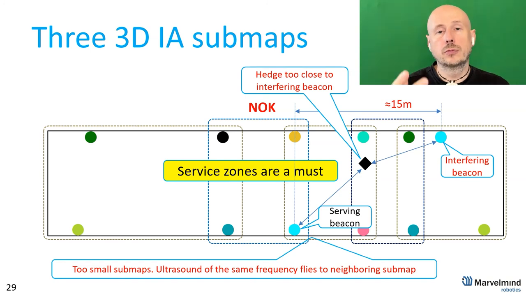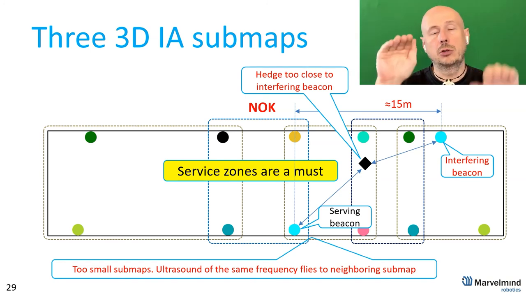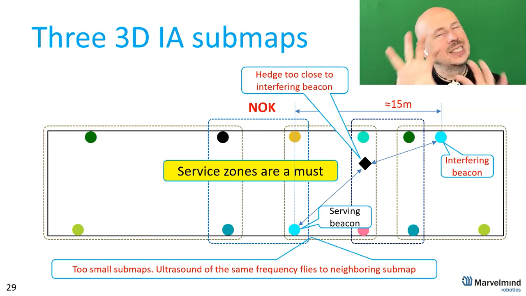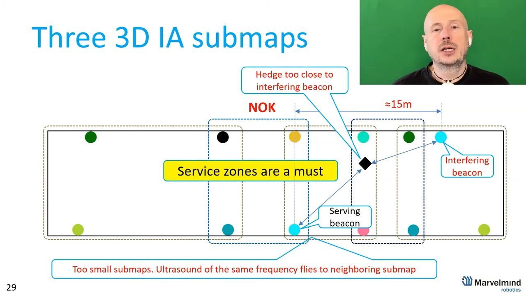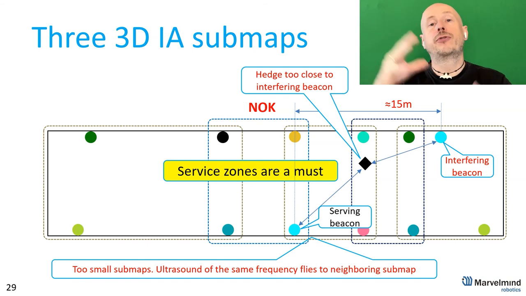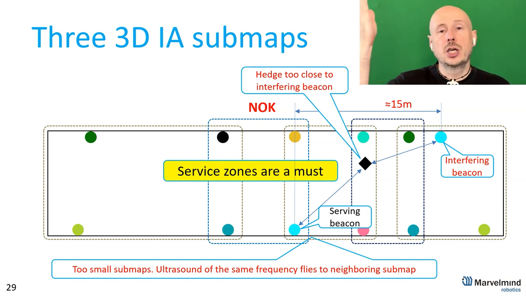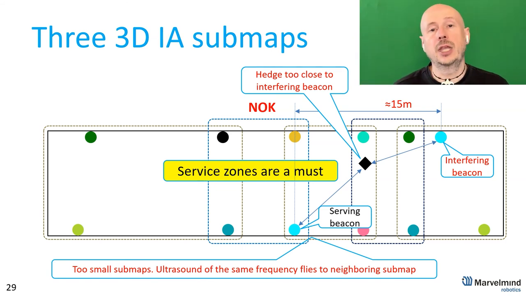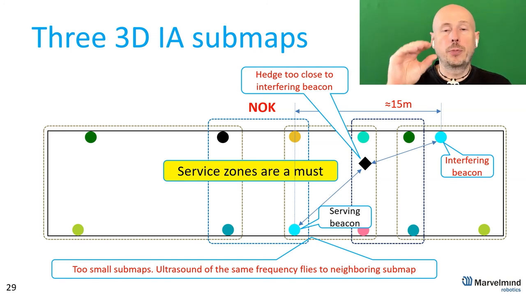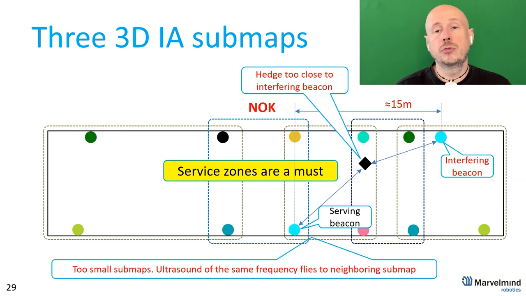Okay, TDMA 2 means two time slots: 1-2, 1-2, 1-2. Sometimes when it's too complex, with too many small submaps, you may have three slots, even four slots. But in this case, your update rate per mobile beacon will drop four times, which is still okay in many cases. For example, if you have an 8 Hz update rate per system, TDMA 4 means that per beacon it will be 2 Hz, which is sufficient for people tracking for the majority of cases.